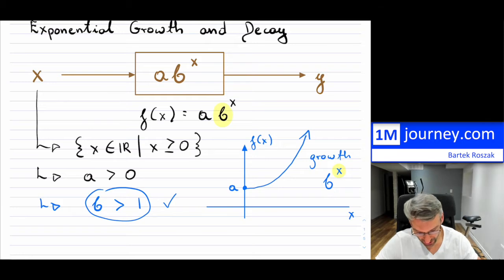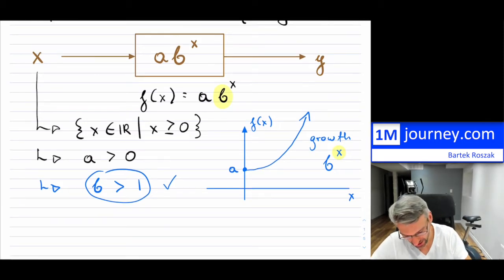Now, the other case that we had: this was the case when b was greater than 1, but the other case was when b was between 0 and 1.